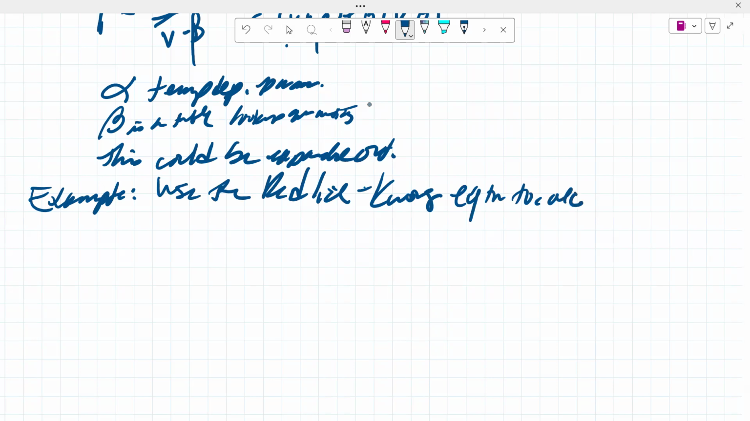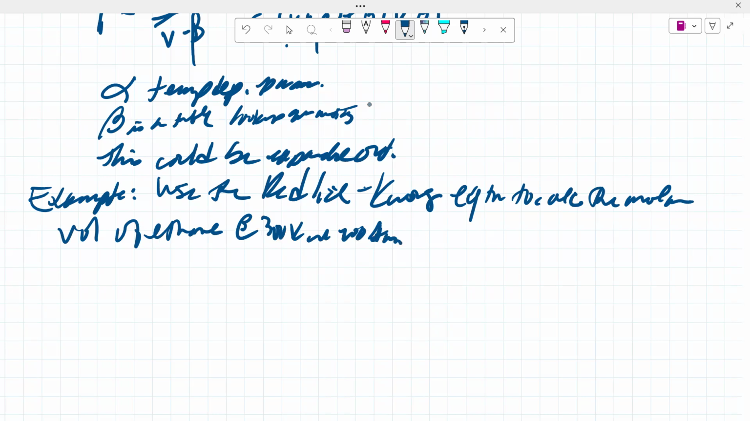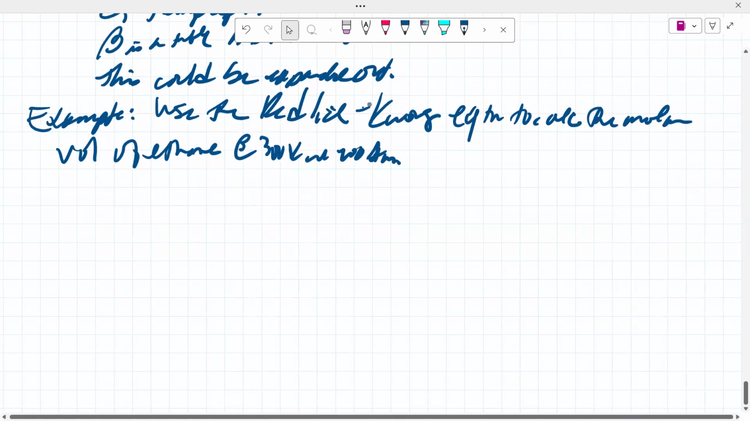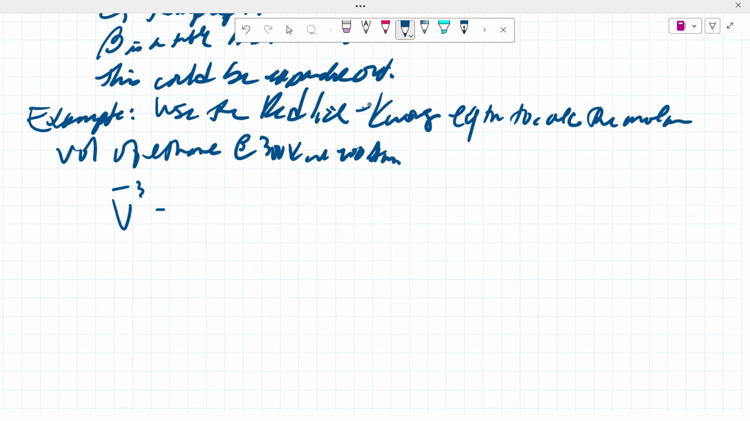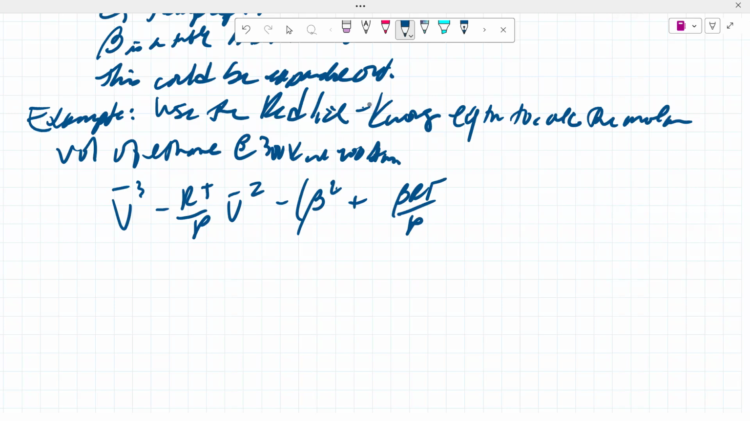We calculate the molar volume of a thing at 300 Kelvin and 200 atm. So we'd do something like this. It expands out. Raising something to the 1/2 power is the same as taking the square root.